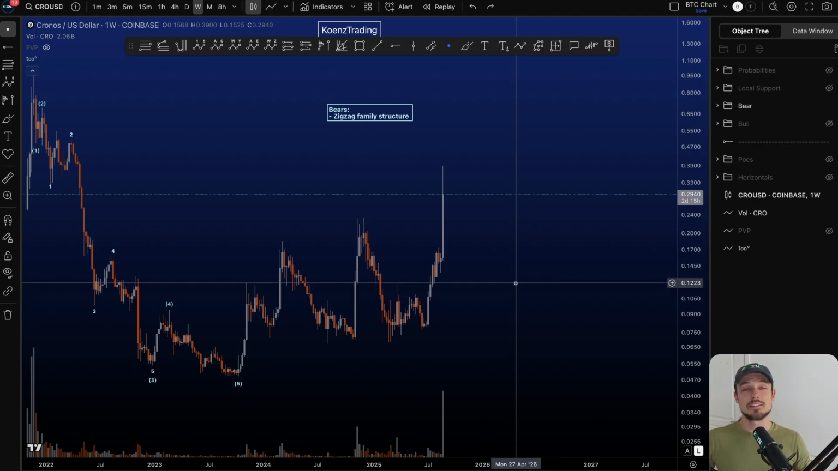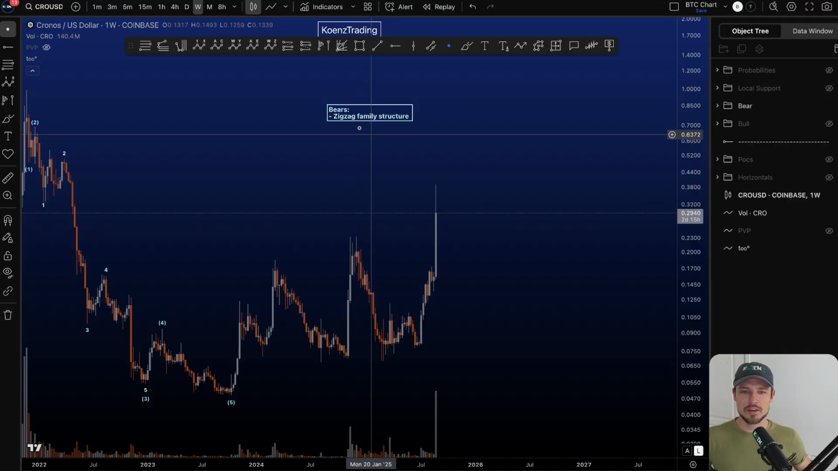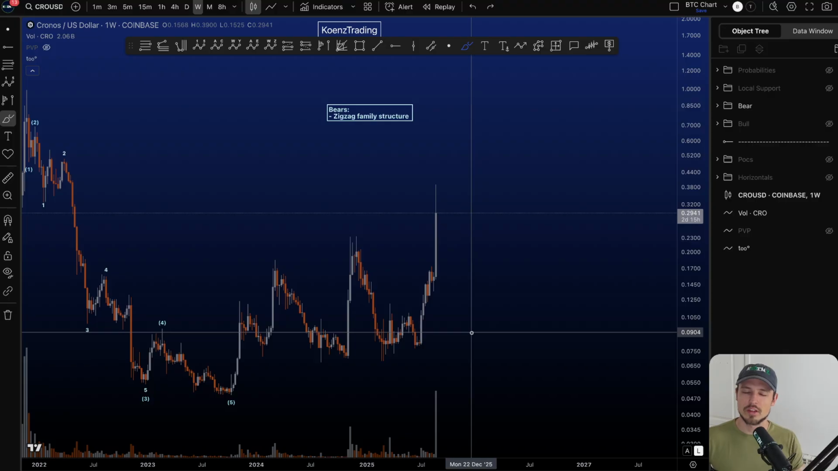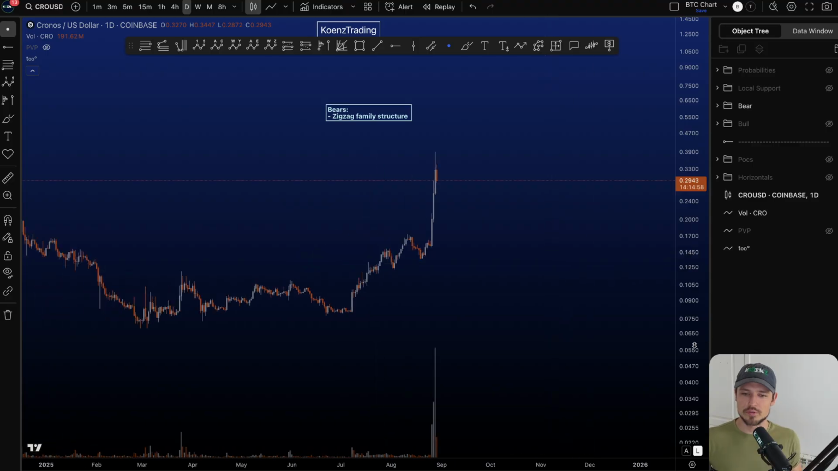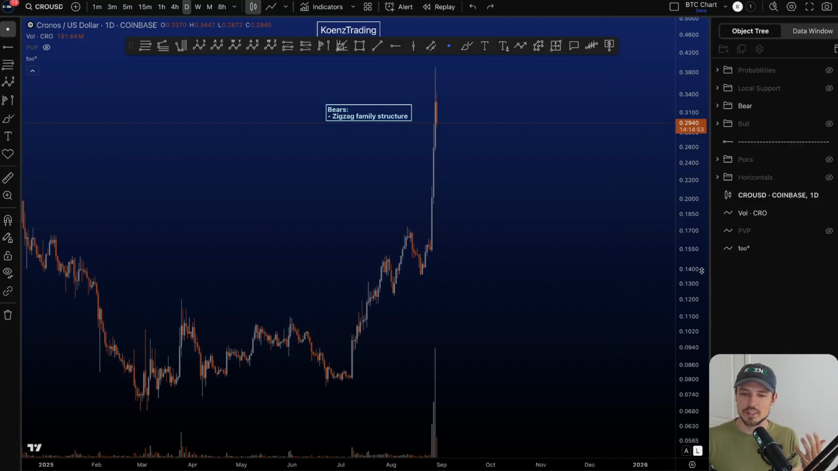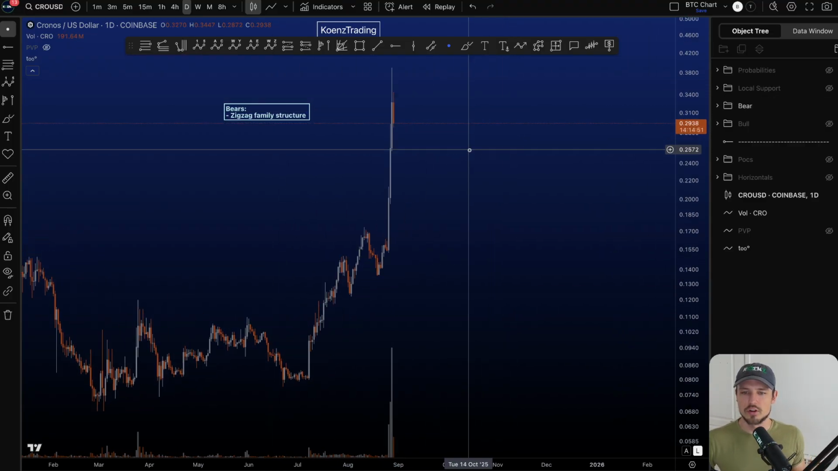Now that makes things very easy. Because if you're looking for a zigzag family structure to the upside, then guess what? You want to end with an impulsive structure. And that impulsive structure would then be this move to the upside. So it's very similar to the bullish scenario.